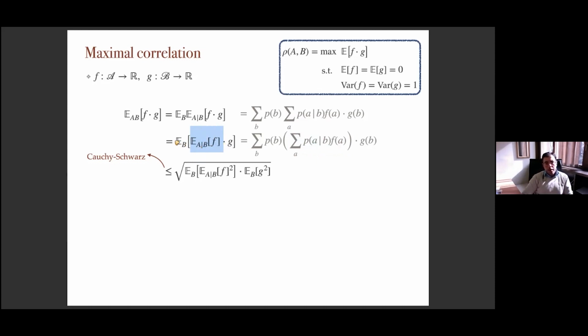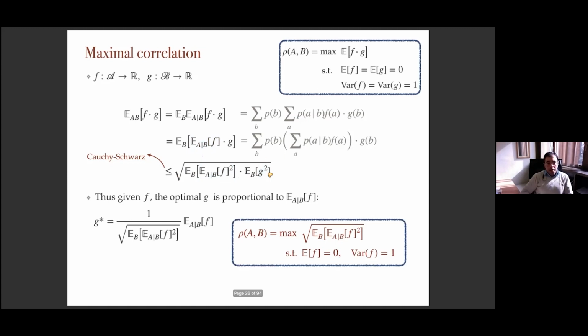What it tells me is that the inner product of this function and this function is at most the norm of this function times the norm of this function, which means the square root of the expectation of the first function squared times the square root of the expectation of the second function squared. That's the Cauchy-Schwarz inequality. Now, in the Cauchy-Schwarz inequality, I have equality if and only if these two functions are parallel to each other, proportional to each other. In that case, I would get equality.